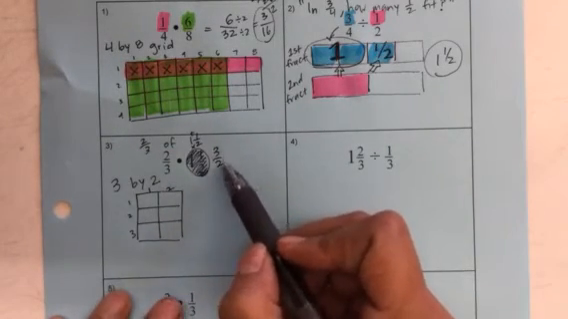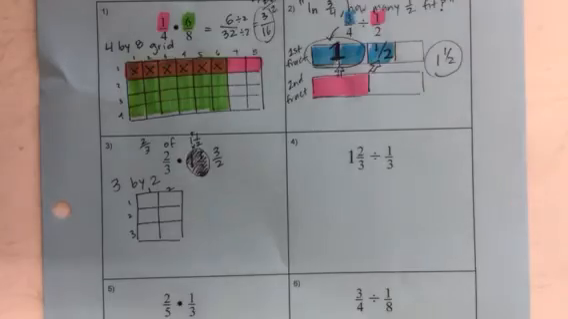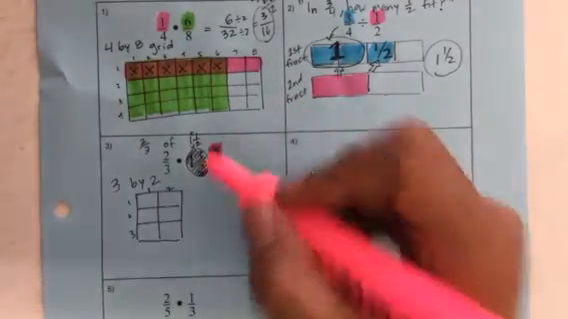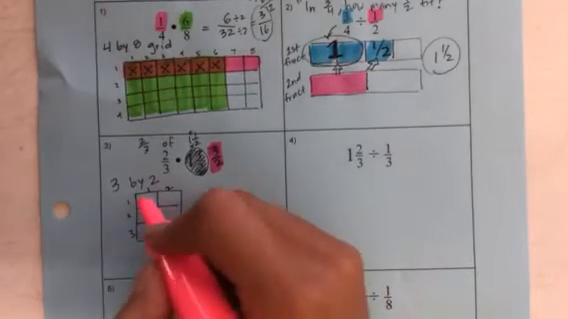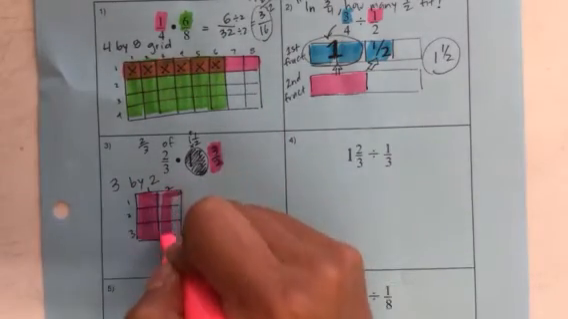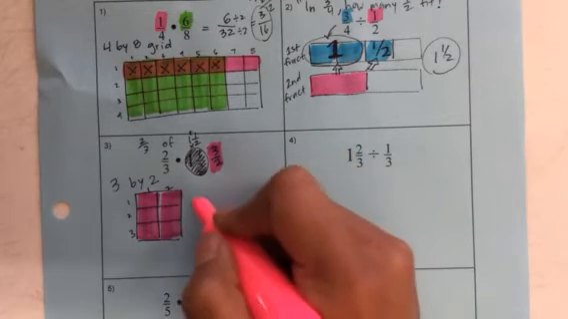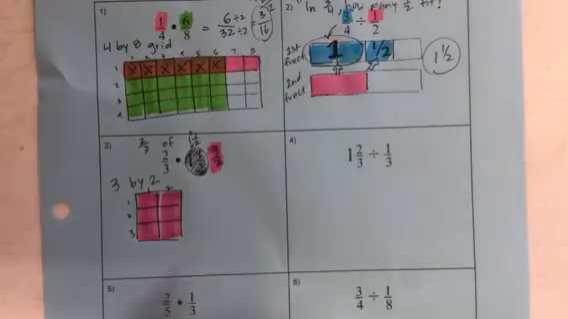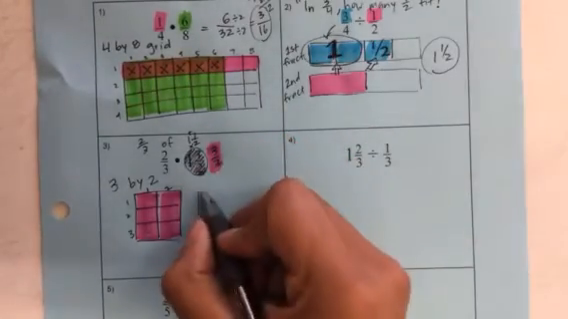So we need to shade in 3/2. Let's make this one pink. 3/2 means, okay, well here we have 1/2. Here's the second half. I need to draw another half, but I can't because there's not another grid. So I have to actually make another 3 by 2.